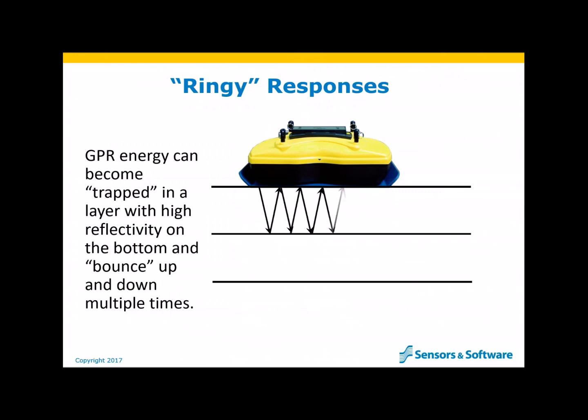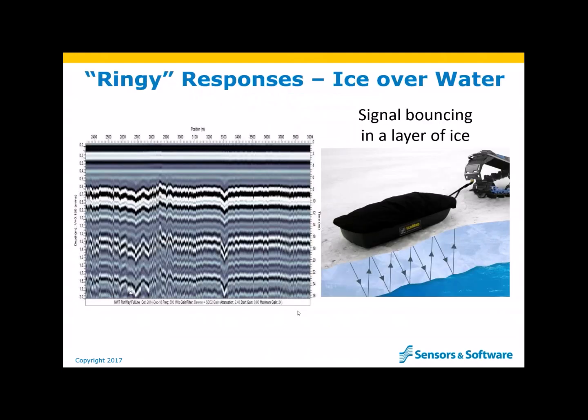If you have a layer on the surface that has a very strong contrast with the material below it, GPR energy can become trapped in that layer and reflect up and down many times. We typically call this response a ringy response. An example of ringing is what you see when you collect data on a frozen lake.